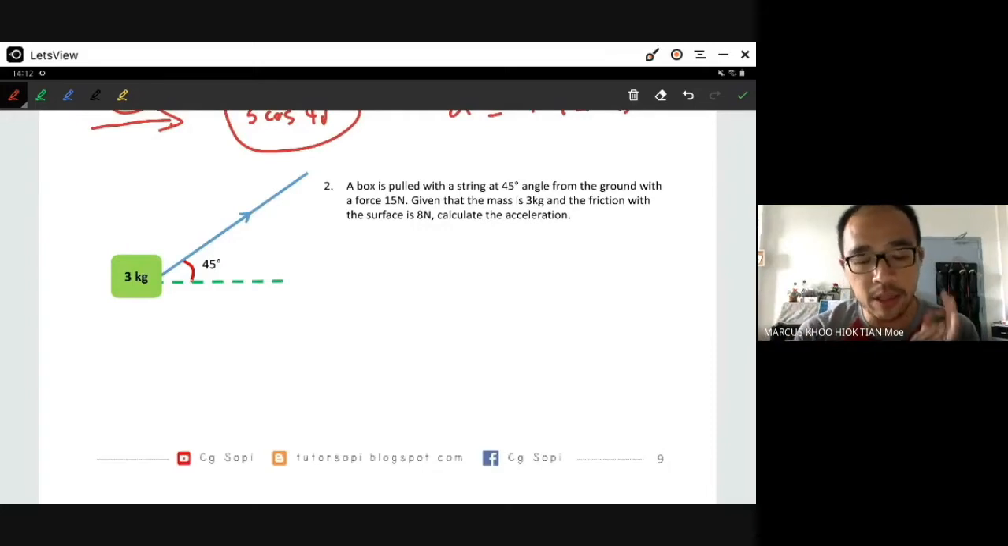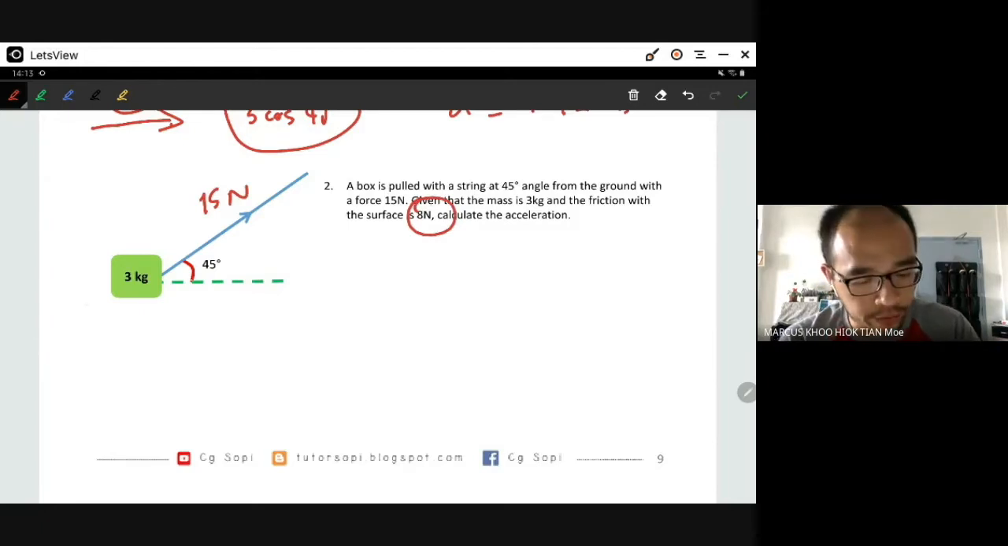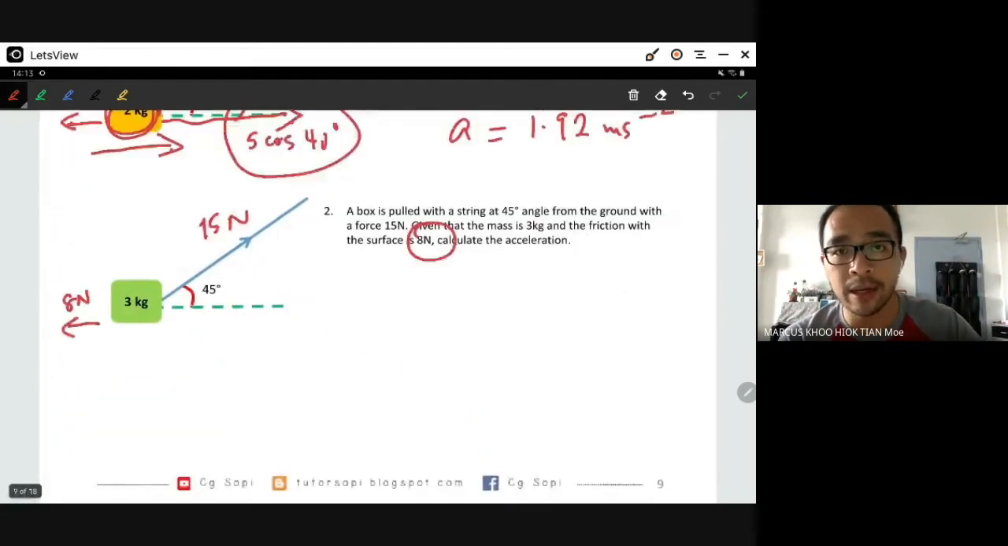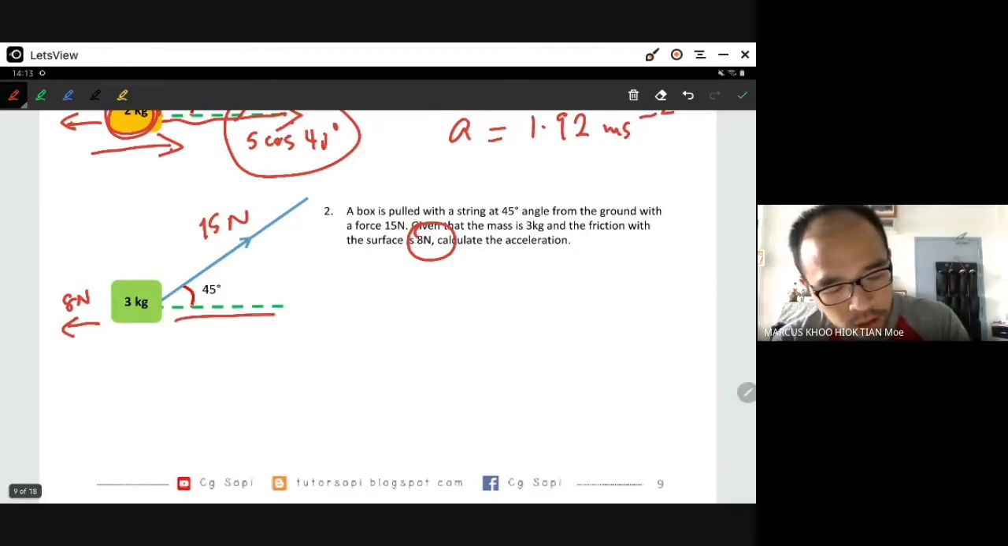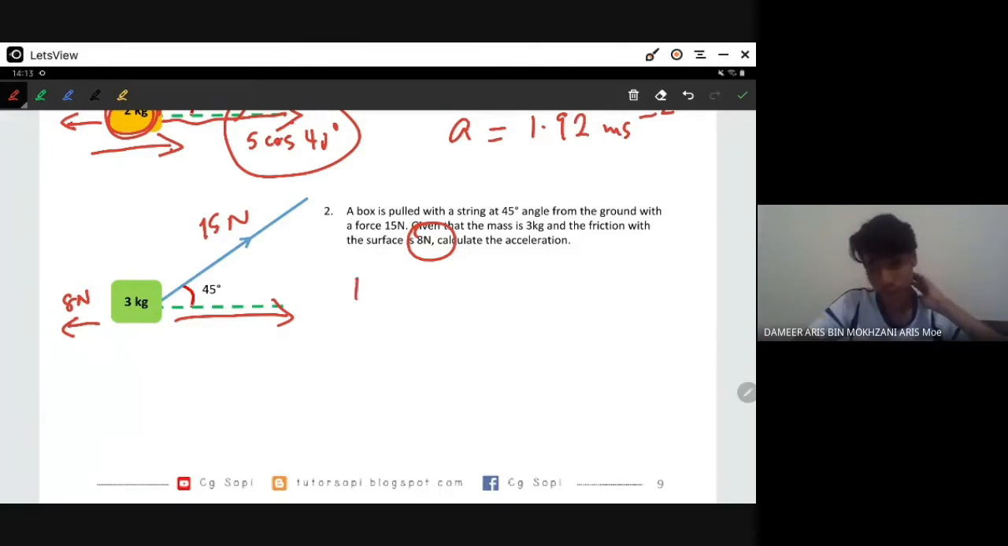Same situation. A box is pulled with a string at a 45 degree angle from the ground with a force of 15 Newton, but this time there is a friction. The friction is 8 newtons to the back. Same situation as before, but now there is friction. Damir, can you tell me the horizontal force, how do I write it? 15 cos 45. Very good.